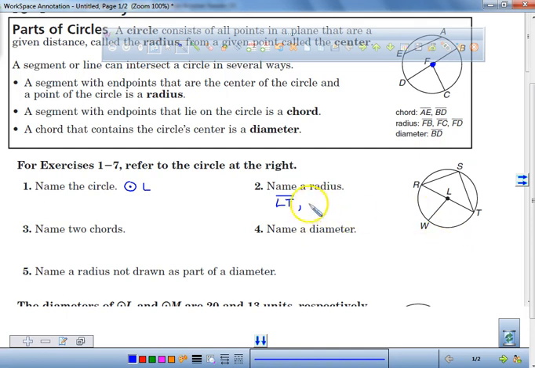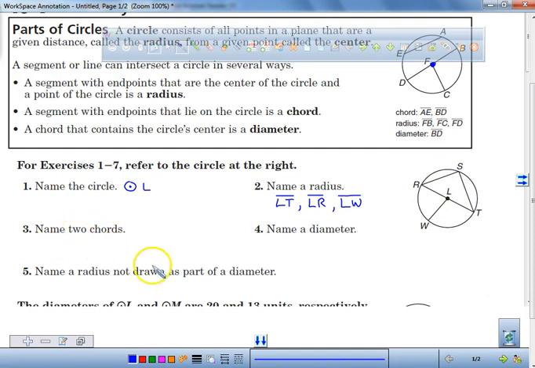Now, what's another one? LR. Good job. LW. Good. So those are all three radii that have been drawn in the circle. Very good.